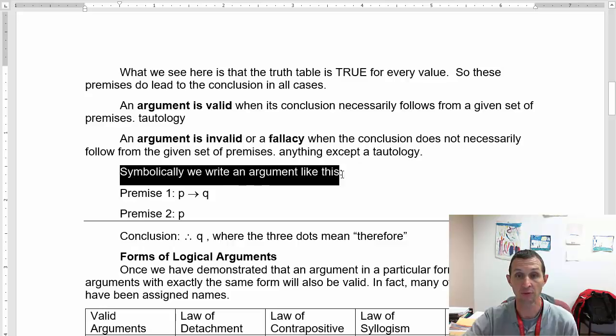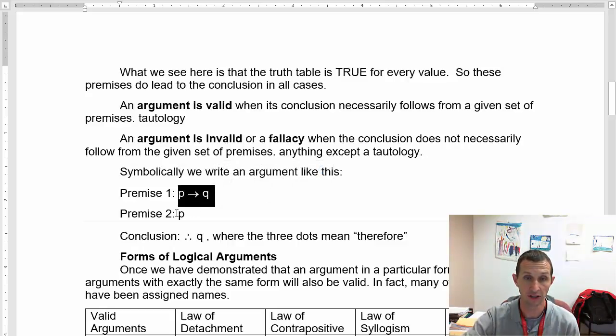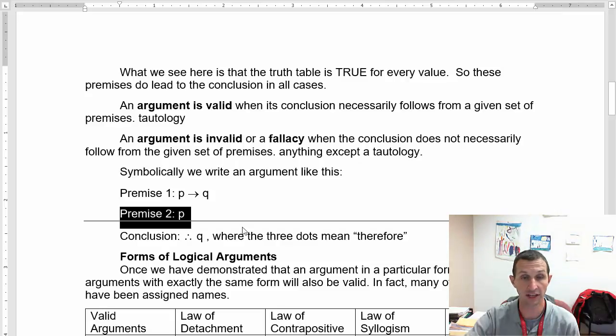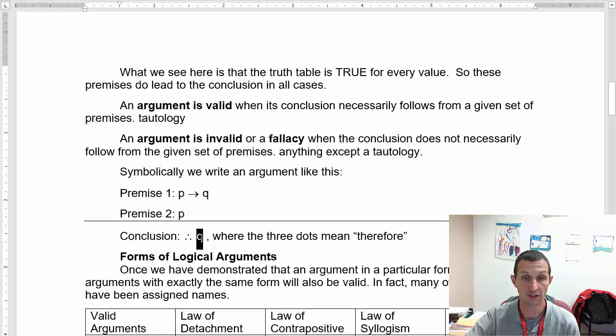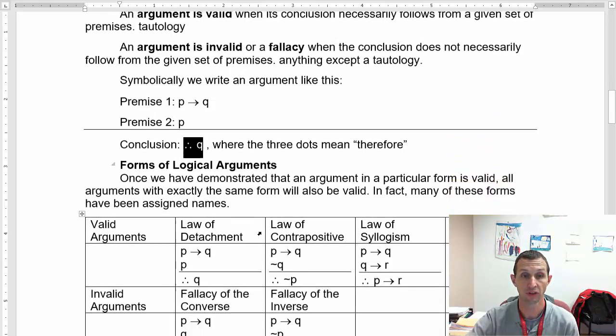Symbolically, we write the argument like I did above, where you've got premise 1, premise 2, then you've got a separating line, normally, this guy right here. Below that is the conclusion, and we use these 3 dots, where the 3 dots mean therefore, and then the conclusion. So the first premise and the second premise, therefore Q.